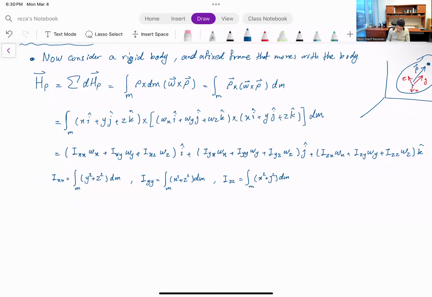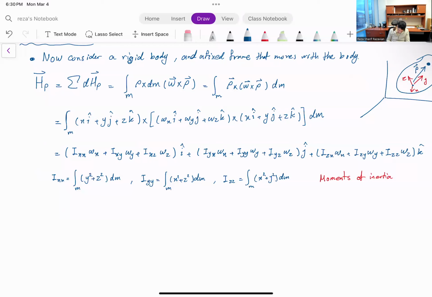So these things are called, as we had before, moments of inertia, and each one is about one of these axes: moment of inertia about x, moment of inertia about y, and moment of inertia about z.